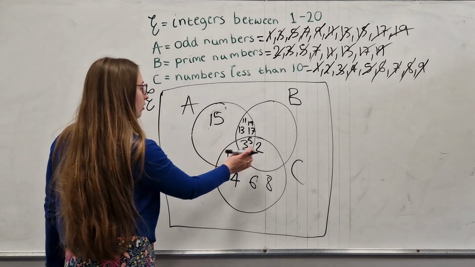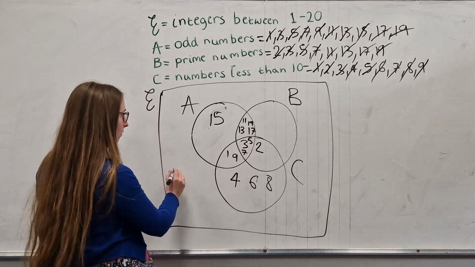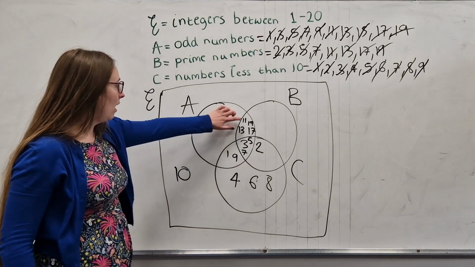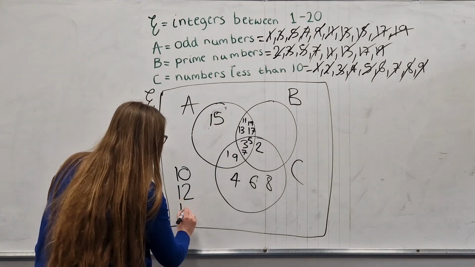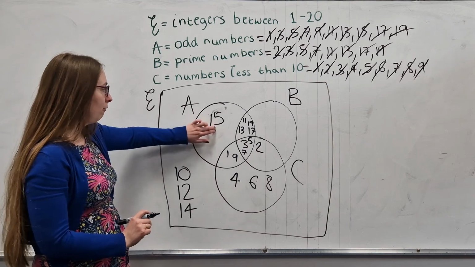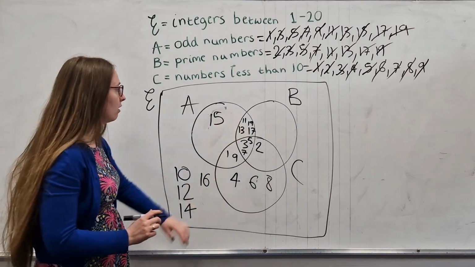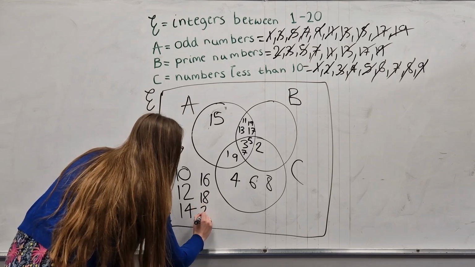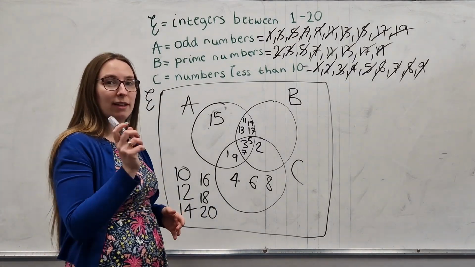So we've got 1, 2, 3, 4, 5, 6, 7, 8, 9, 10 is in none of them, 11, 12 is in none of them, 13, 14 isn't in any of them, 15, 16 isn't in any of them, 17, and I've got 18 and 20 as well. And that's my completed Venn diagram, which I'm sure Matt will now say I've gotten wrong.